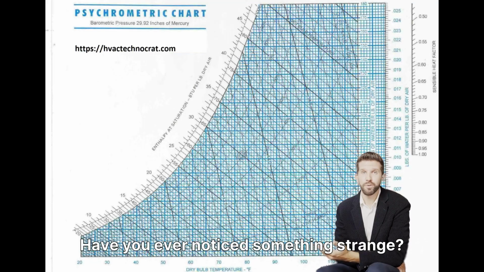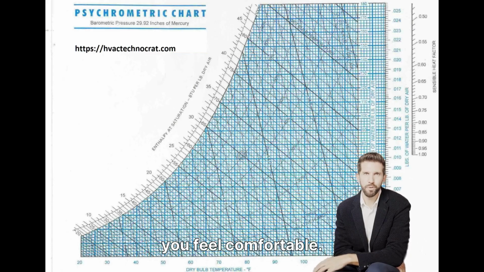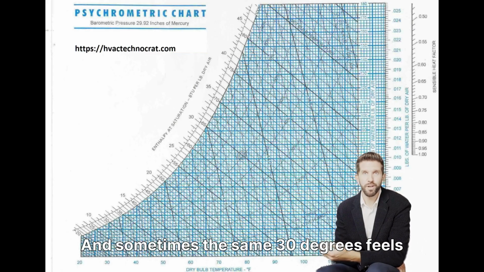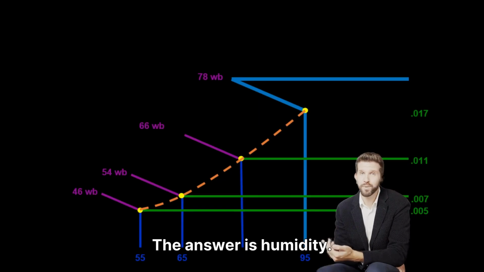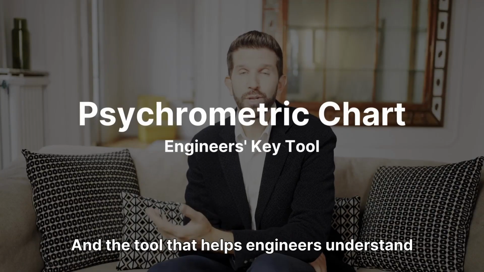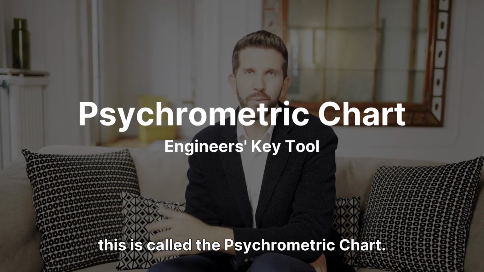Have you ever noticed something strange? Sometimes the temperature is 30 degrees, but you feel comfortable. And sometimes the same 30 degrees feels terrible. Why does this happen? The answer is humidity. And the tool that helps engineers understand this is called the psychrometric chart.